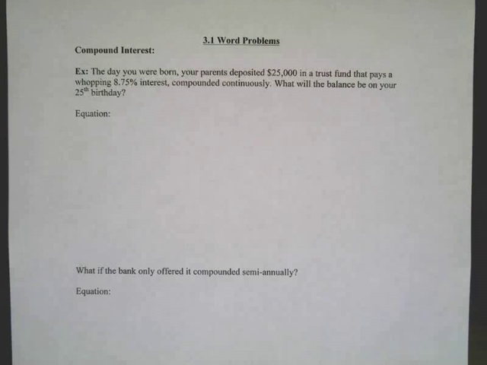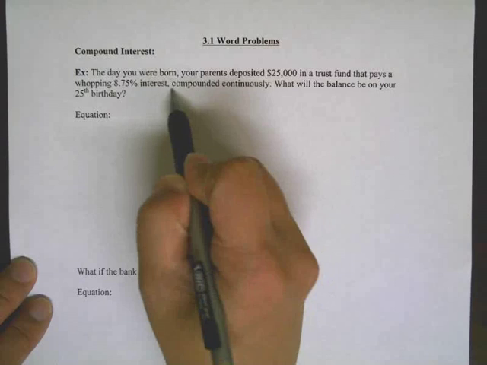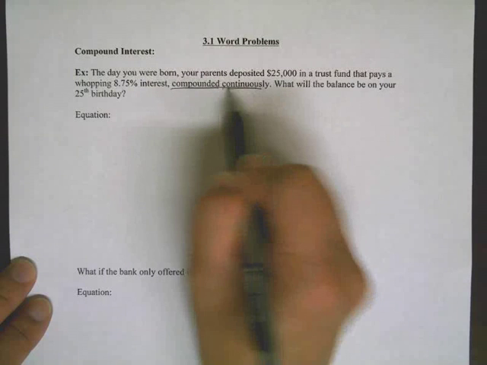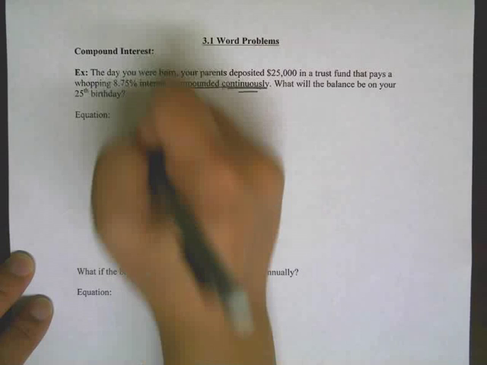Now we're going to go on to some word problems, but these are the word problems that you went over in trig before. These are your compounded interest problems. So the equation that we're going to use, if it says compounded continuously, so that's the key word, is going to be using the PERT formula.